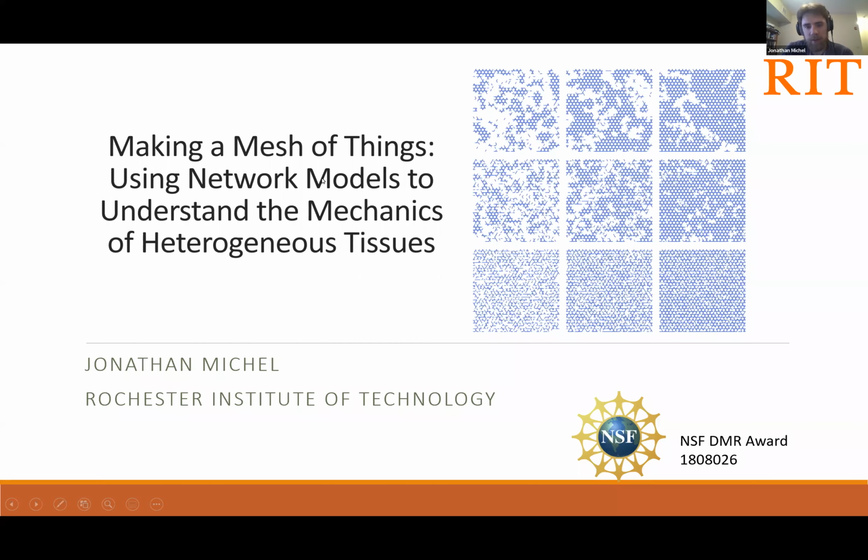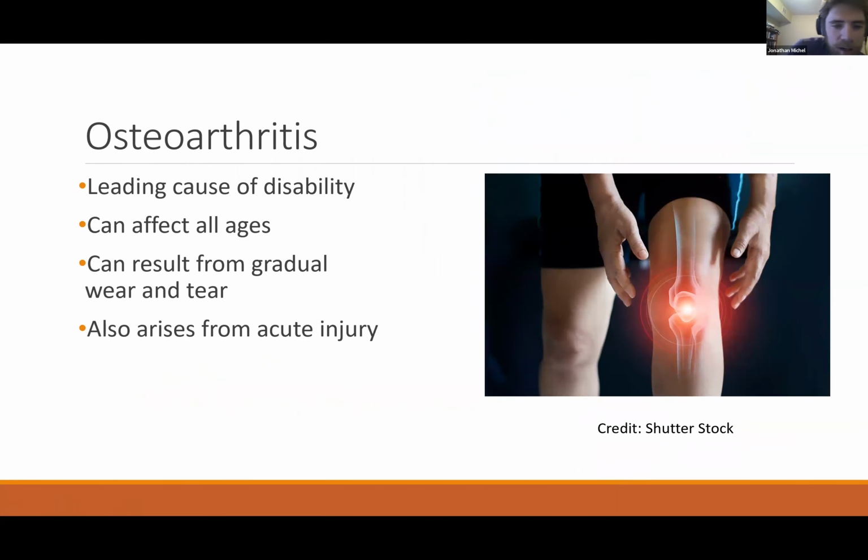So I guess what motivates us, broadly, in the research group with which I'm collaborating, is osteoarthritis. Osteoarthritis happens as the cartilage that cushions our joints degrades, and this can happen either with gradual wear and tear over decades, or in response to acute injury.